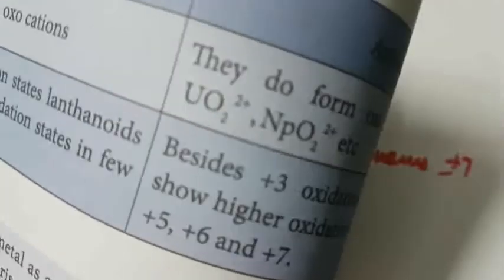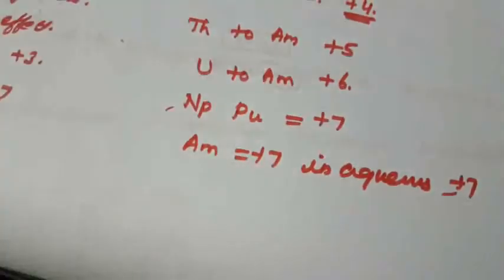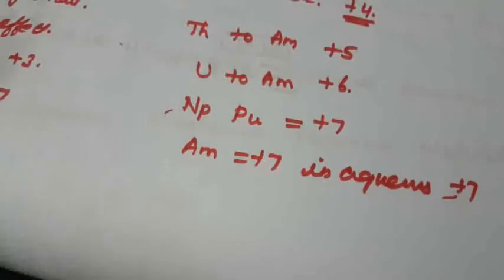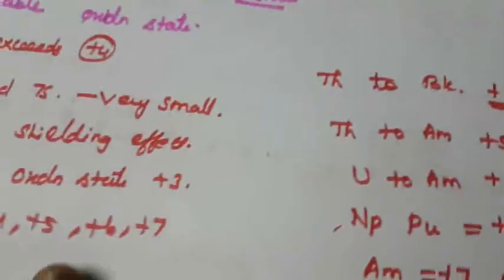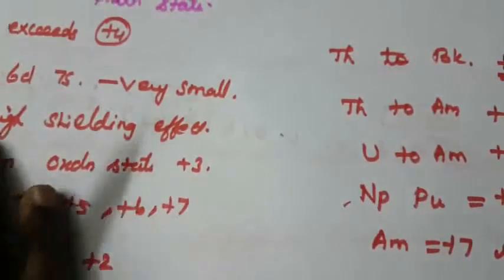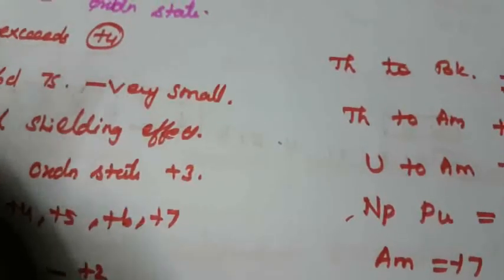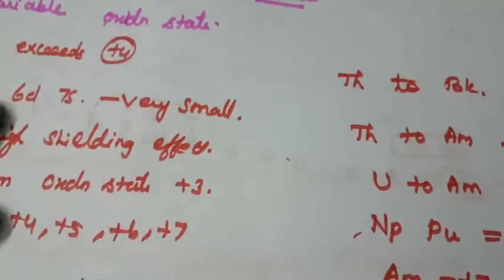That's all about this fourth lesson. The fourth lesson is completed. Next we are going to see the fifth lesson. This question is very important, the difference between lanthanides and actinides. It is repeatedly asked.